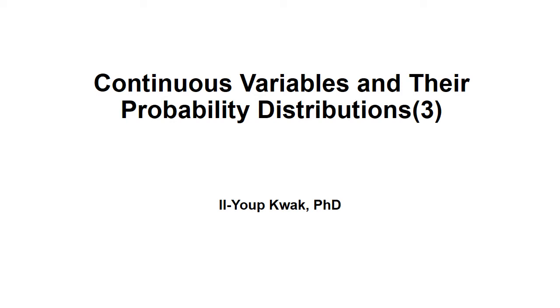So far, we have learned about continuous variables and some of the properties related to continuous variables. You may notice that it is very similar to that of discrete variable cases. From now, we will learn about some famous probability distributions.